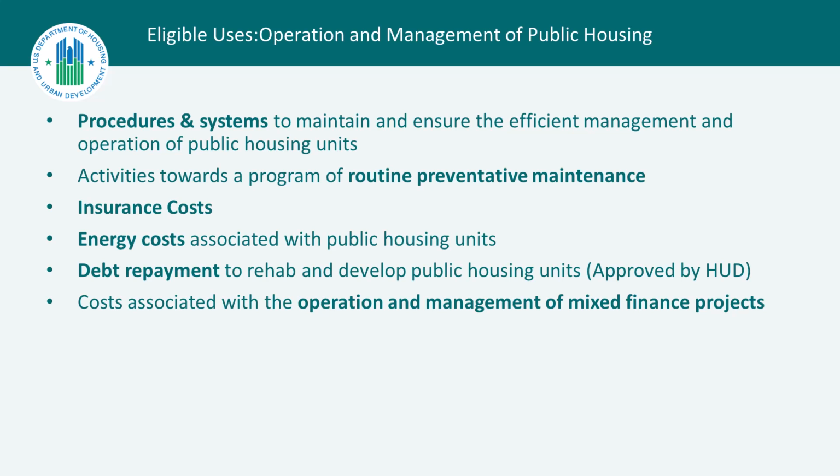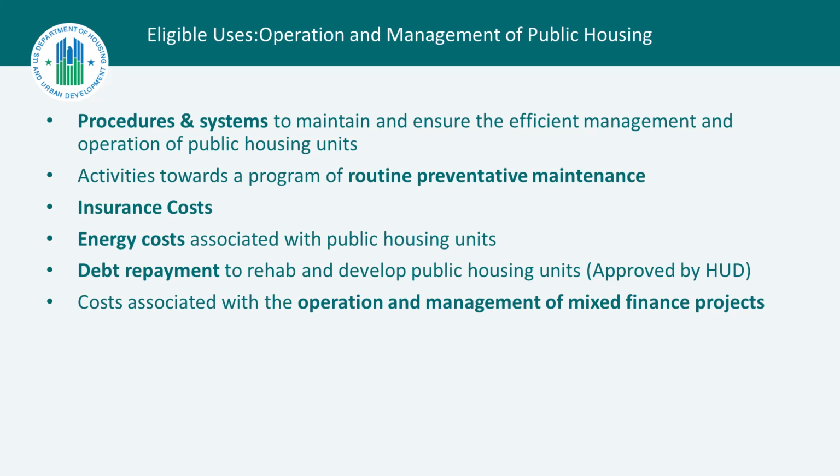A large amount of subsidy funds will go toward the first 2 eligible uses listed here. The first eligible use is the cost of creating procedures and a system to maintain and ensure the efficient management and operation of public housing units. The cost of an independent auditor to review the procedures can be covered as well under this category. Additionally, activities to ensure a program of routine preventative maintenance are to be paid with operating subsidy.